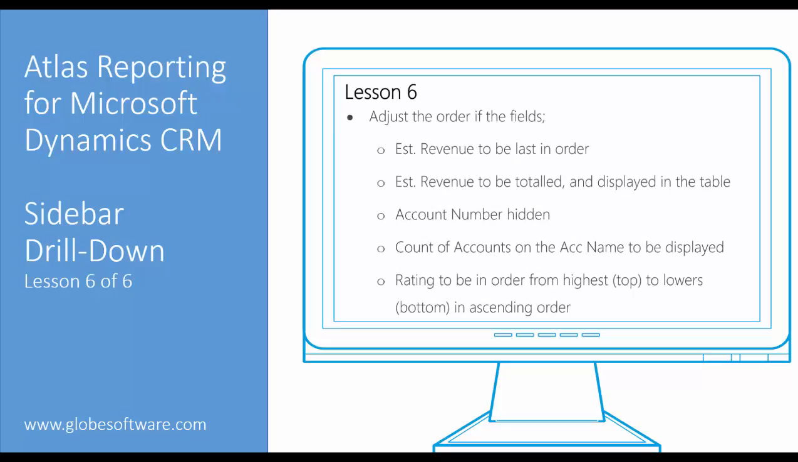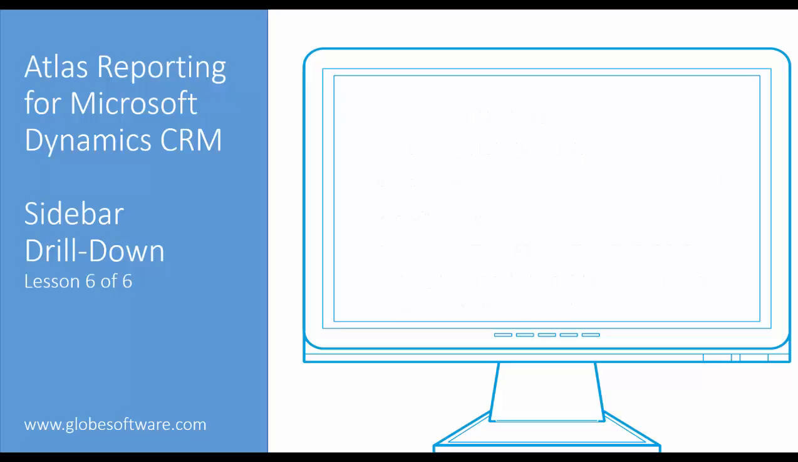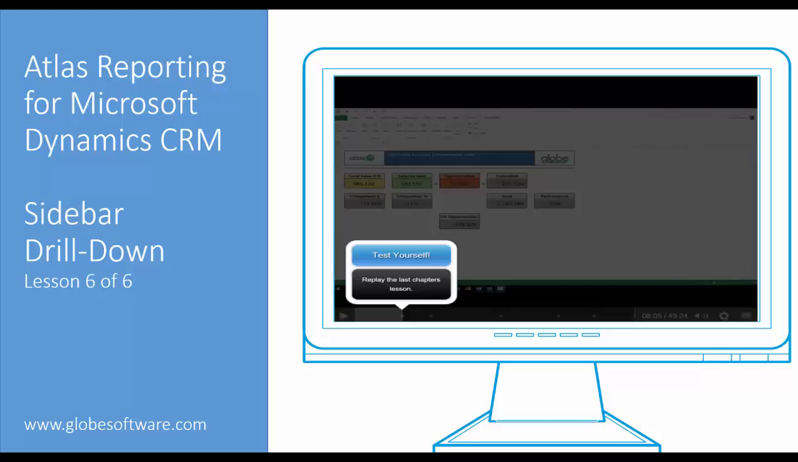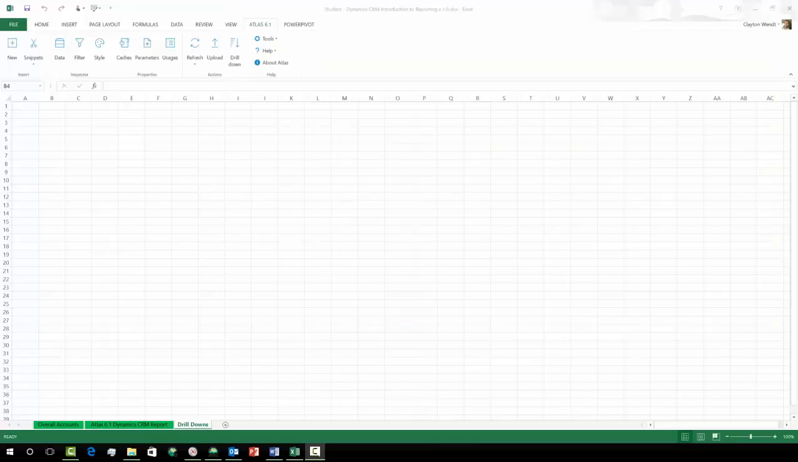Estimated revenue to be last in order. Estimated revenue to be totaled and displayed in the table, account numbers to be hidden, a count of the accounts on the account name to be displayed, rating to be in order from highest to lowest. Save the report you've just built, and then opening the sidebar drill down, attach the snippet as your drill down.